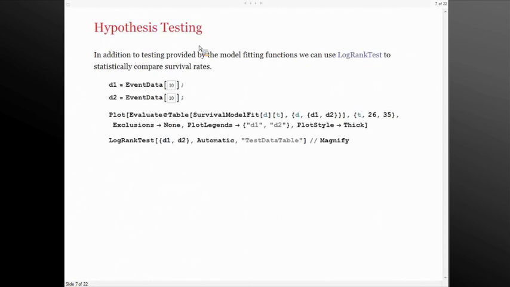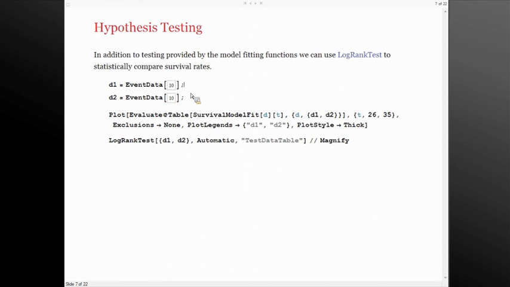So CoxModelFit and SurvivalModelFit have a number of hypothesis tests sort of built into them as properties, but there are other kinds of tests that we might want to do that maybe fit sort of outside of that range. So we have this function LogRankTest that is built in to be able to compare hazard rates and survival functions for different groups of event data.